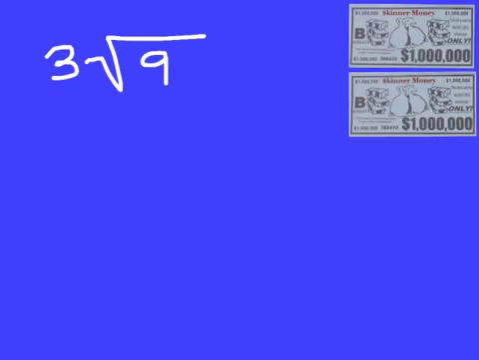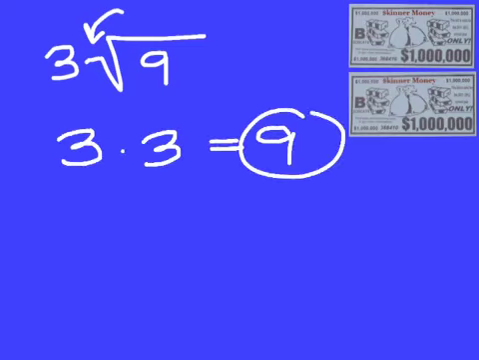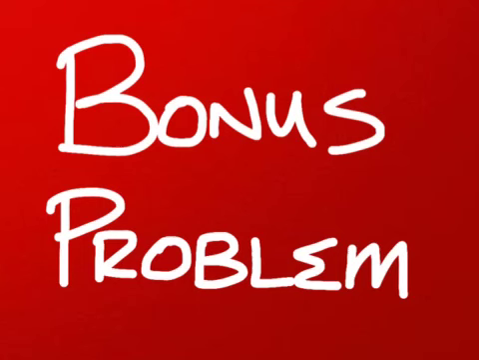Practice problem number 4. 3 times the square root of 9. Notice the difference here. Had this been a cube, then you would have had the 3 there resting on that ledge. The 3 is out to the left. So that's 3 times the square root of 9. On the practice problem, it is 3 times 3, which should give you an answer of 9. If you have that, come and get 2 million.